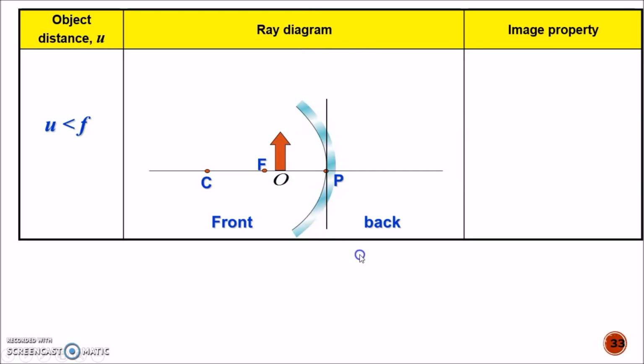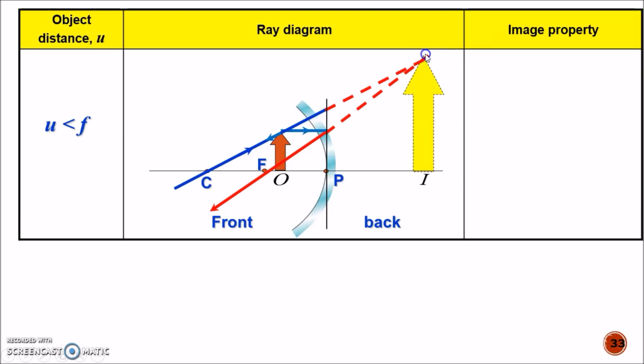So for the first step, the incident ray will be parallel to the principal axis and reflected ray passes through point F. There is a virtual ray right here because the object distance is very near to the mirror. Next step is the incident ray will pass through point C and the reflected ray also will pass through point C in the opposite direction. So the reflected ray will actually be formed at the back of the mirror and the image will be at this point.